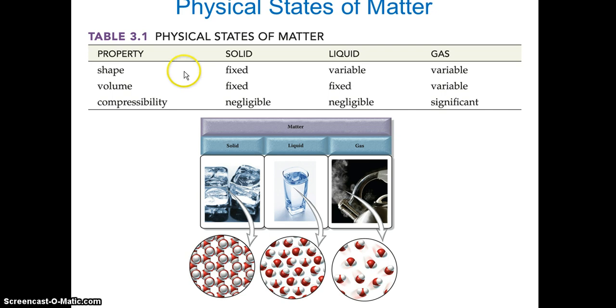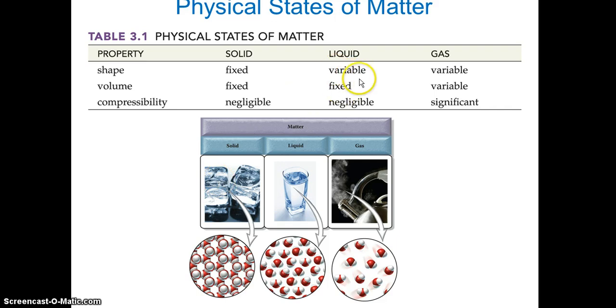So you can see here, in terms of shape, volume and compressibility, a solid has fixed shape, fixed volume, and negligible compressibility. You can see molecules in a solid. For example, this is ice.